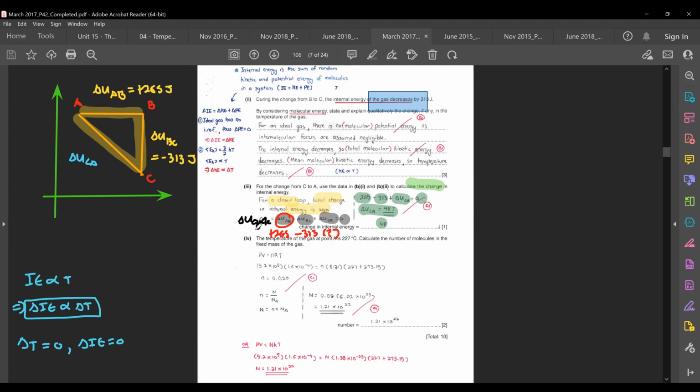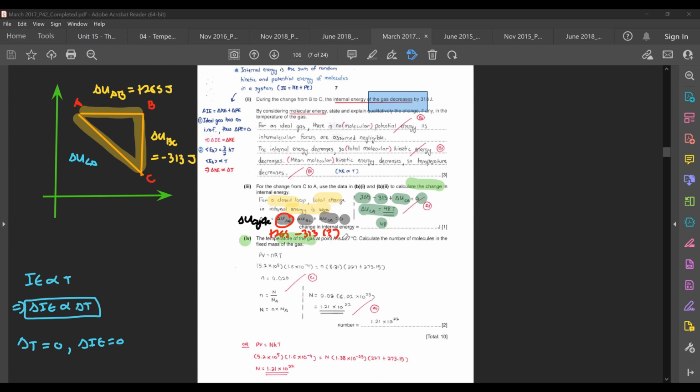So for part 4, they mentioned that the temperature of the gas at point A is 227 degrees centigrade. Calculate the number of molecules in the fixed mass of gas. So you're considering point A now. You just use again PV equals nRT. P is 5.2 times 10 power 5. V is 1.6 times 10 power minus 4. You can read the value from the graph. n is what you want to find. Molar gas constant is 8.31. And then your temperature is 227 plus 273.15.